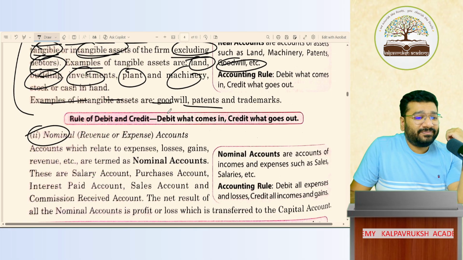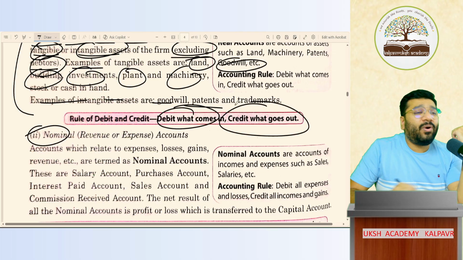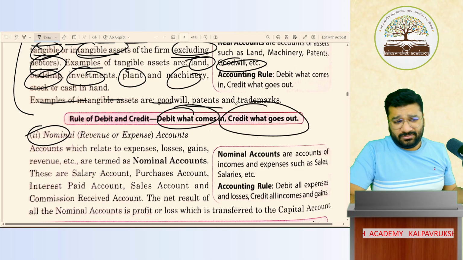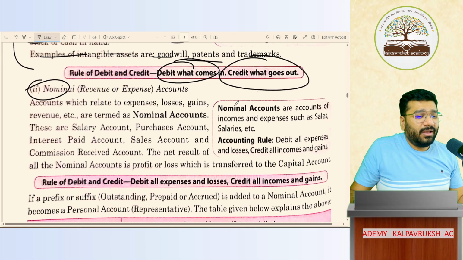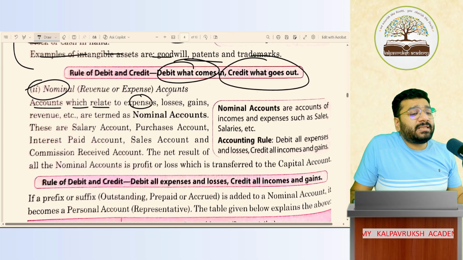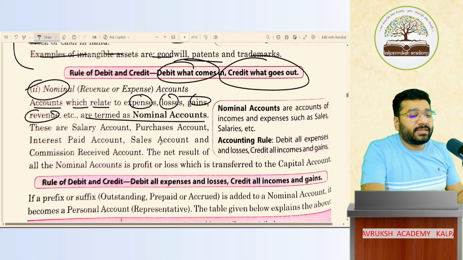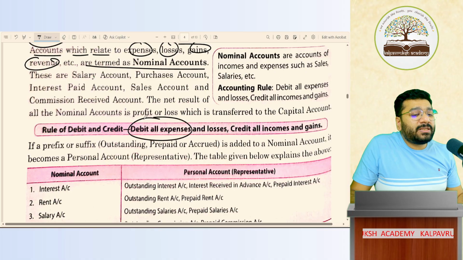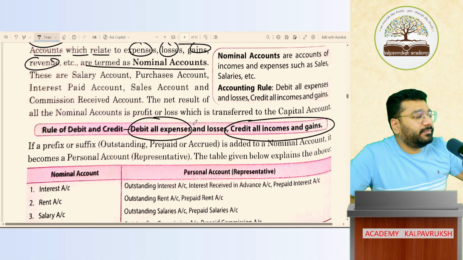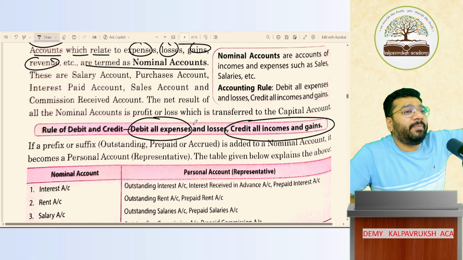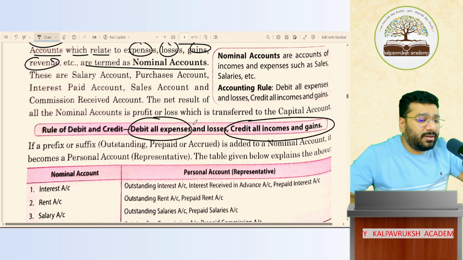Now, the rule. Debit what comes in. Credit what goes out. Whose point of view? Business point of view. Accounts which relate to expenses, losses, gain, revenue are termed as nominal accounts. What is the rule for this? Debit all expenses and losses, credit all income and gains. So whatever we studied, same data has been mentioned here. Got it? Not got it?